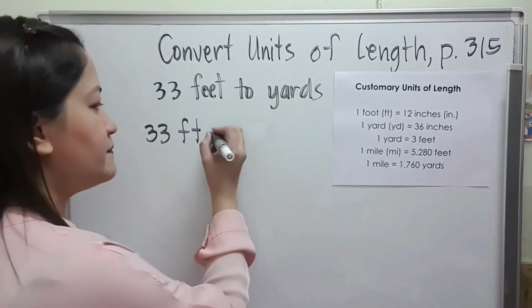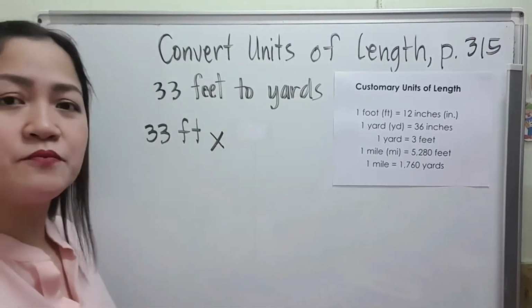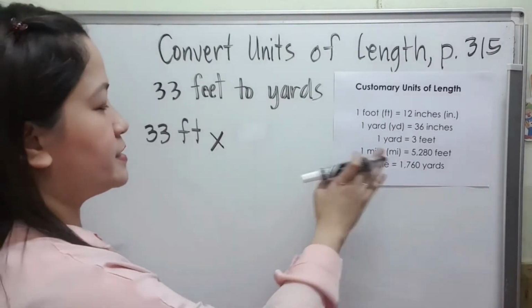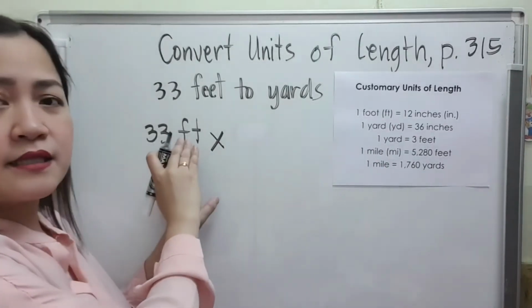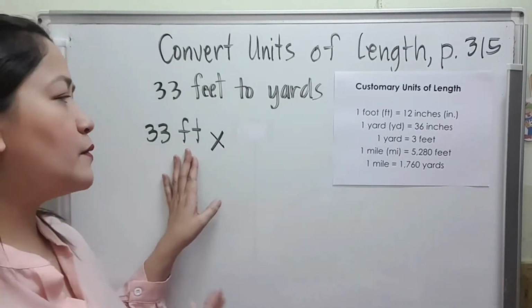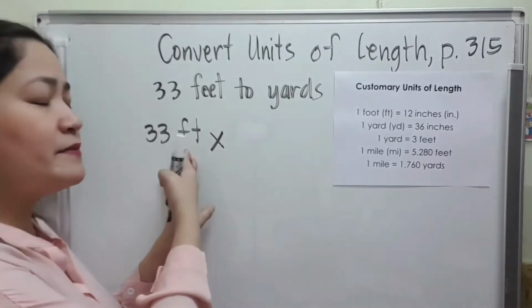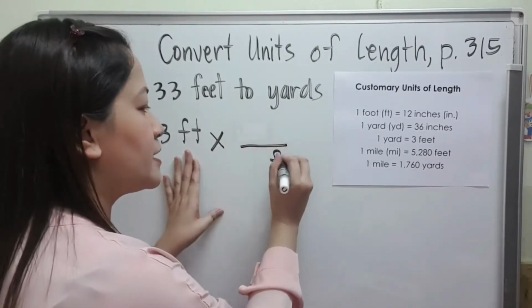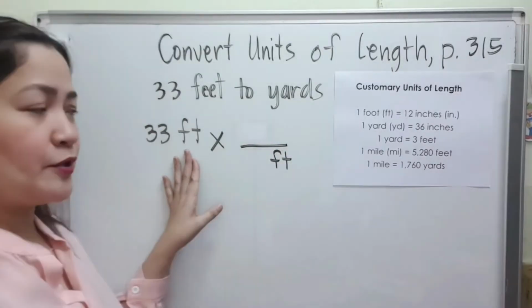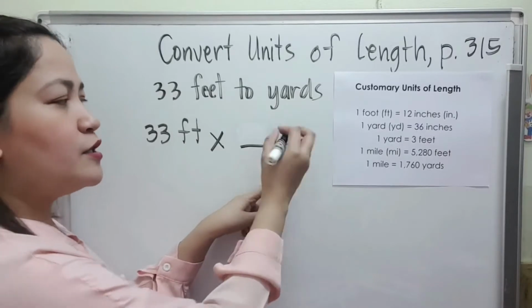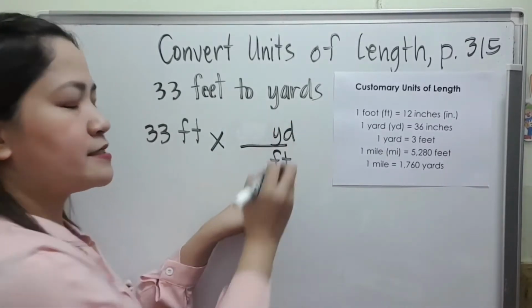And then times, you're going to multiply the relationship between feet to yards. Now remember, we don't need the unit feet anymore. We need the unit yards. So that only means that we need to eliminate or remove feet. And to do that, we are going to put it in the denominator. And then remember that we need to convert it to yards, so the other unit above will be yards.